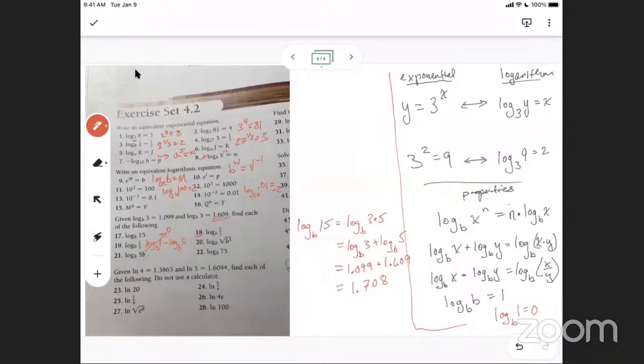Okay, and don't forget the log base b of b itself is always just 1. So when you see something like this, you're just like, oh, that's just going to be plus 1. It's the same property here. You're going to have log base b of b, which is just 1. So you're just adding 1 to whatever that other one is.